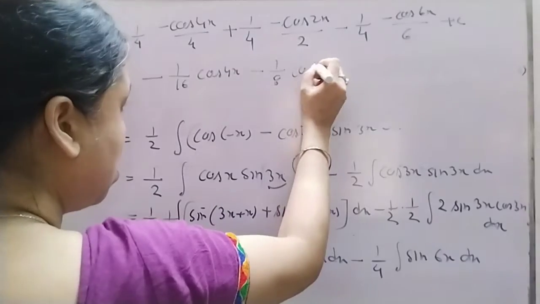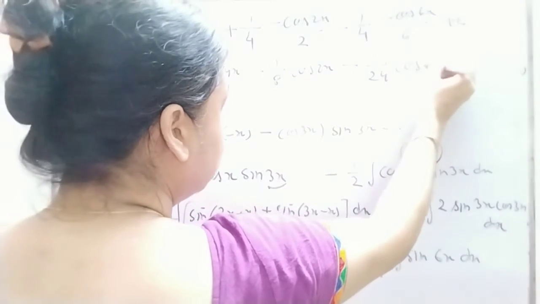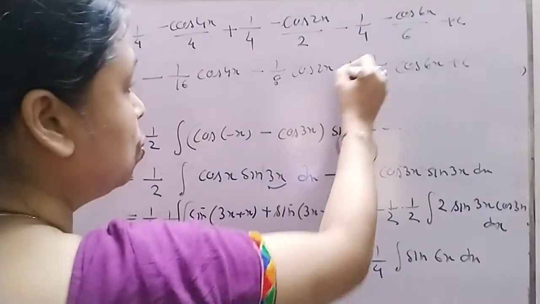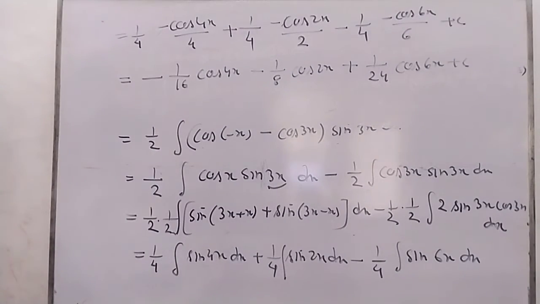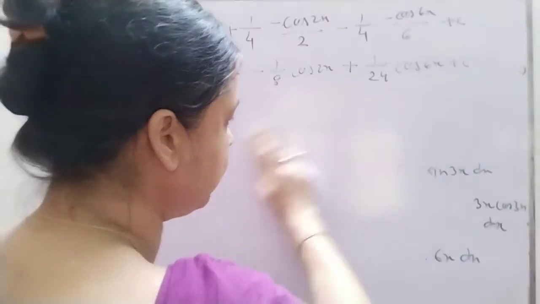Then it is minus 1 by 24 cos 6x plus c. So this is the solution. Minus minus becomes plus. So this is the solution of the question. Hope you understand how to do it when there is a combined sine product.